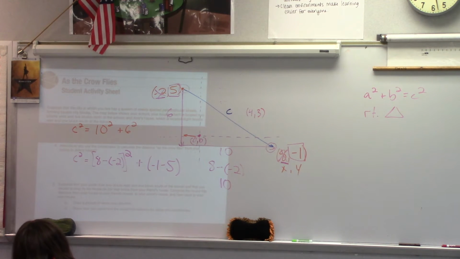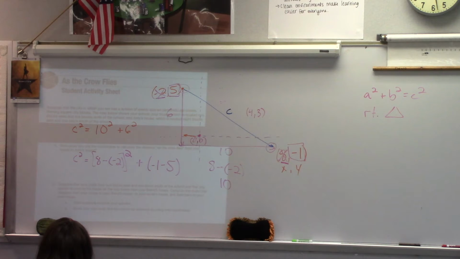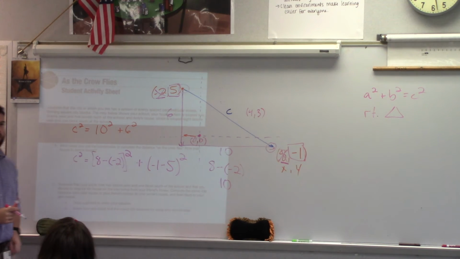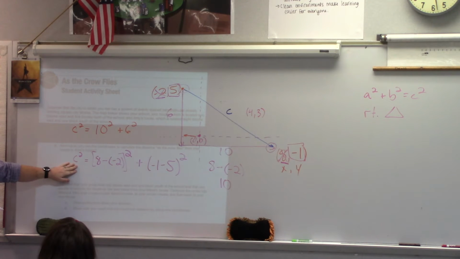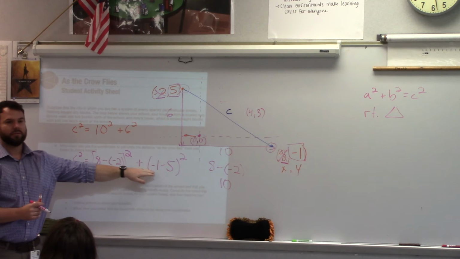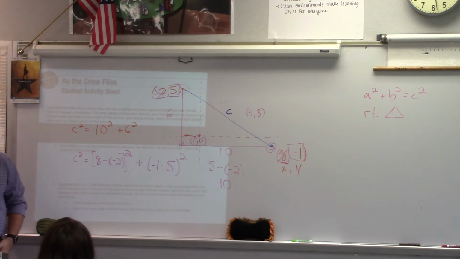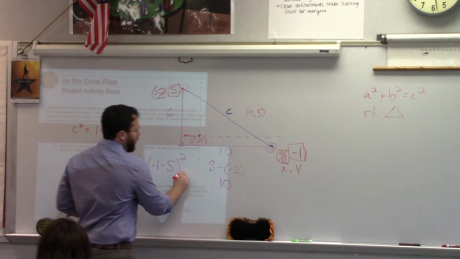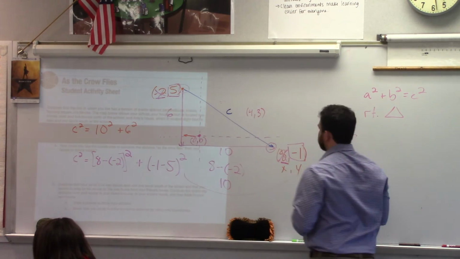Close. What does it actually give? Negative 6. It gives me negative 6, but what happens when I square a negative 6? It becomes positive. So is it okay for this to be negative? Yes. Okay, so I still need to square it. c squared is equal to a squared plus b squared. This is exactly how we can find the distance formula. This is where the distance formula comes from, okay?